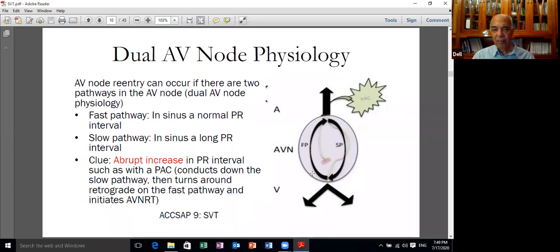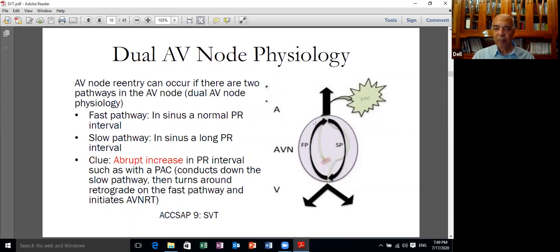Phase zero is sodium channels. So if you have enough sodium channels, that will ensure fast conduction. Now the refractory period has nothing to do with the sodium channel. It has to do with the duration of the action potential, essentially the potassium channel and the calcium channel. And as a result, if you prolong the action potential, you get a longer refractory period.